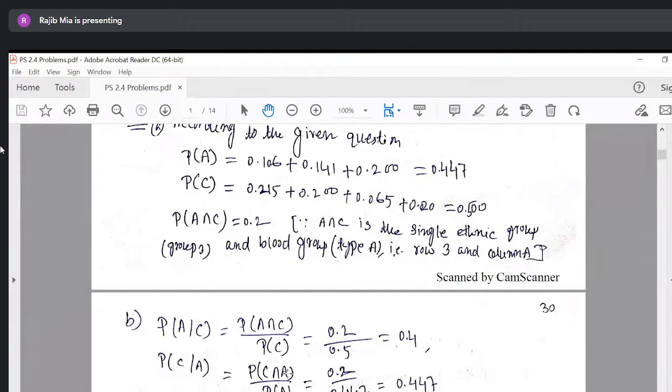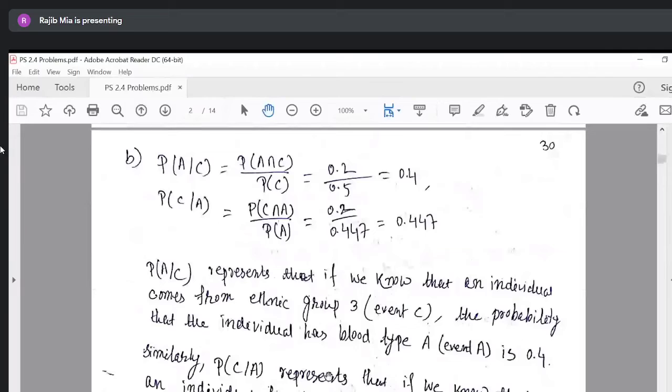So probability of A given C equals 0.4 means if it is known that he is from ethnic group 3, then the probability that he belongs to blood group A is 0.4. Similarly, you can say the same regarding probability of C given A.